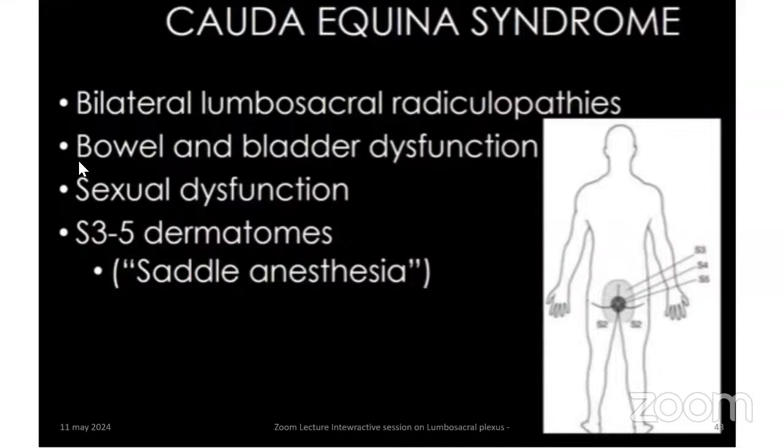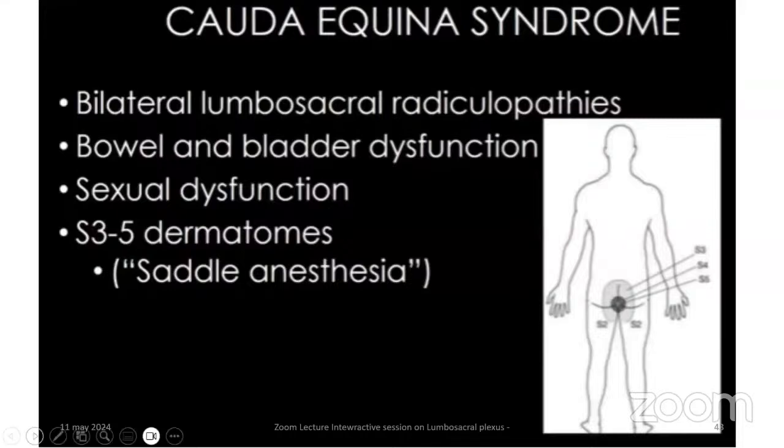Cauda equina is very rarely acute, but usually it presents with chronic pain with wasting in one limb, and there will be reflex loss. There will be bowel and bladder dysfunction and sexual dysfunction, which is later. The saddle anesthesia in cases of cauda equina is asymmetric. It's not symmetric as shown here. So it can involve bilateral lumbosacral radiculopathies, but in an asymmetric fashion. That is cauda equina syndrome, which is seen secondary to lumbar canal stenosis with multiple disc prolapses. So that's cauda equina syndrome.